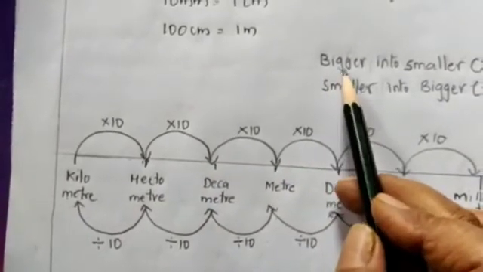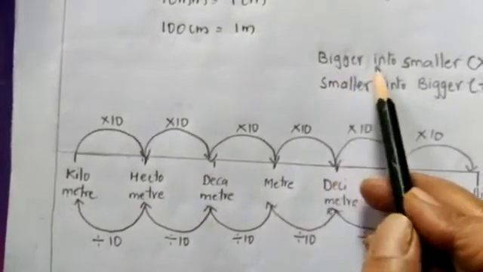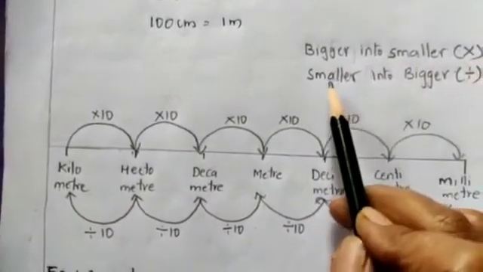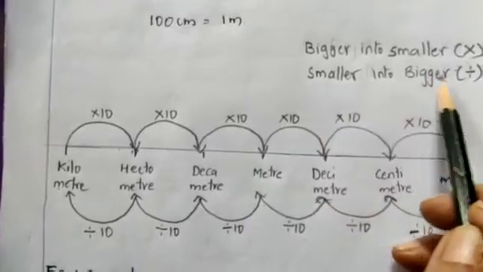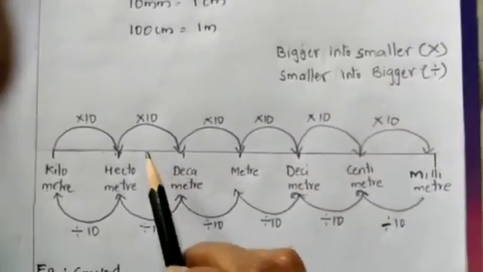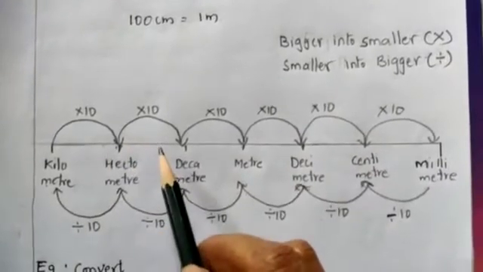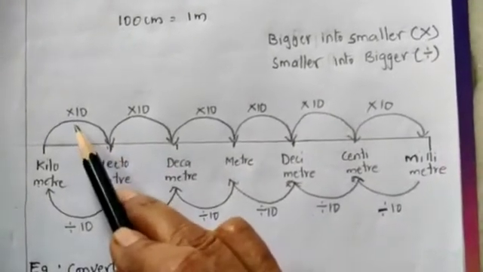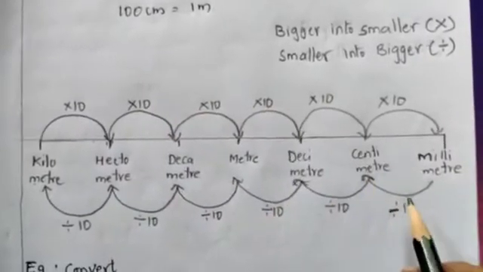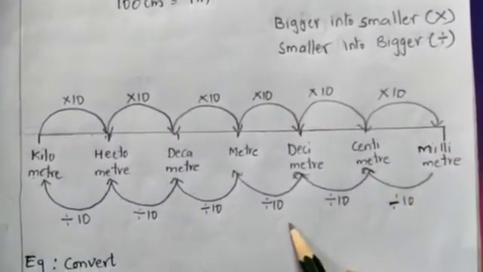Children, see, I wrote here: bigger unit to smaller unit, you have to multiply. Smaller unit to bigger unit, you have to divide. So when you are multiplying or dividing, when you are converting, what do you have to do? Every step you have to multiply by 10. When you are dividing, every step you have to divide by 10.